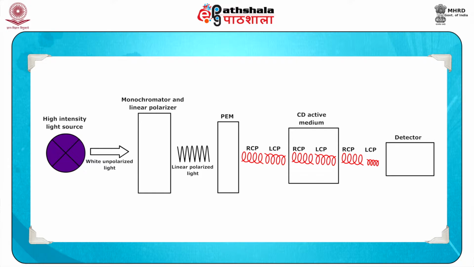Light is linearly polarized and passes through a monochromator. The single wavelength light is then passed through a modulating device, usually a photoelastic modulator (PEM), which transforms the linear light to circularly polarized light. The incident light on the sample switches between left circularly polarized light (LCP) and right circularly polarized light (RCP).